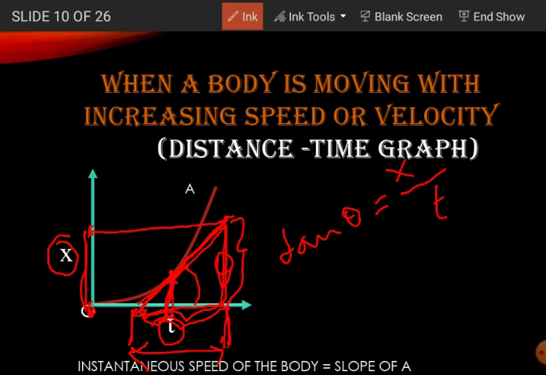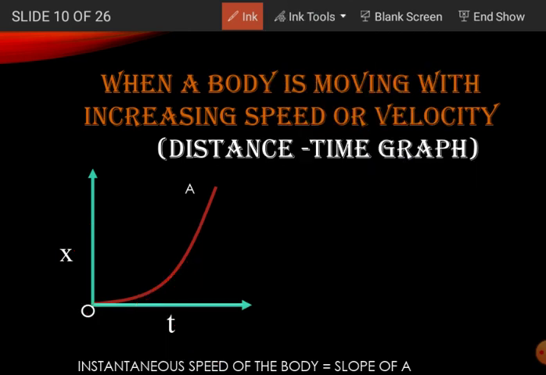At this particular time, that will give you the instantaneous speed. Instantaneous means at that instant or at that moment, right? So the instantaneous speed of the body at a particular time will be given by what? It will be given by the tangent drawn at that point. If you find the slope of that tangent, it will give you the instantaneous speed of that moving object at that particular moment. Got it?